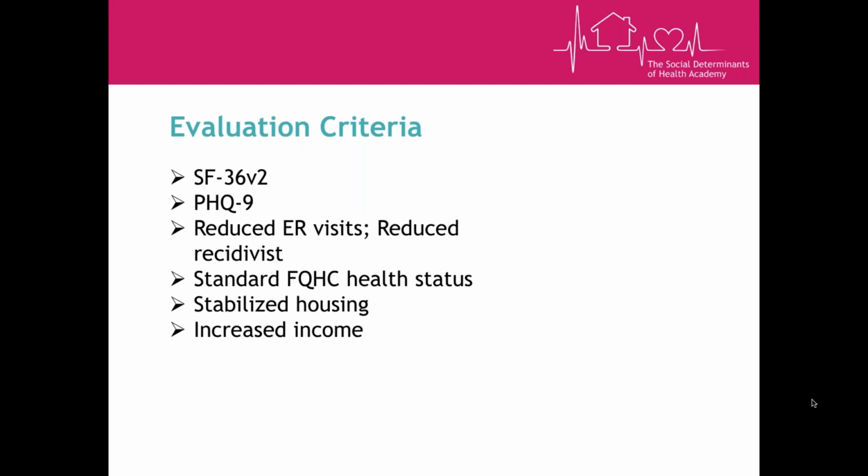At the end of 2 years, what we saw, depending on, there's a couple of different levels. One level, we saw an 82% reduction in emergency department visits. One gentleman came into the program with 122 emergency department visits 2 years prior to entering the program, and 2 years post entering the program, he had 12 emergency department visits. So we've seen in one cohort an 82% reduction, in another cohort about a 65% reduction in emergency department visits. We look at the standard FQHC health status indicators, and then we look at stabilized housing and increased income. Next slide.